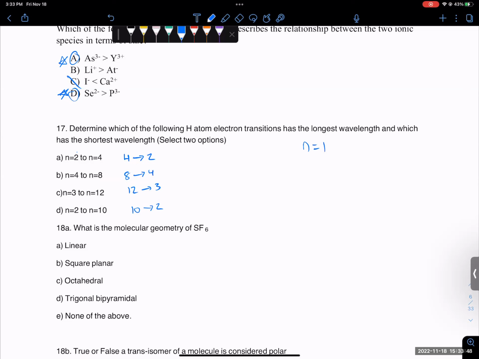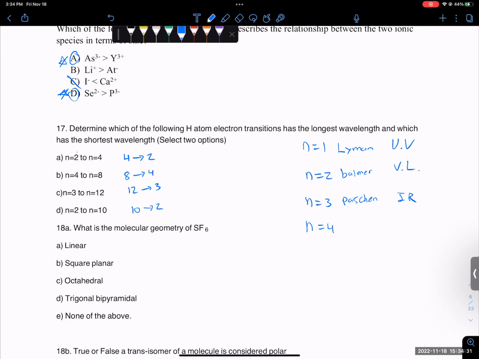Oh, that's Lyman. Lyman, and that's what? UV. Yeah. When it ends in N=2, that's what? Balmer? And then that's visible light, right? And then N=3? That's infrared, so IR. You notice a trend in terms of the energies. 3 is going to have a lower energy than 1, right? 3 also has a lower energy than 2. So as you go up, we could predict that N=4 would have even lower energy than N=3.